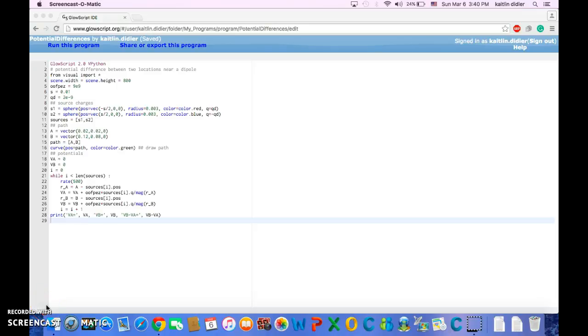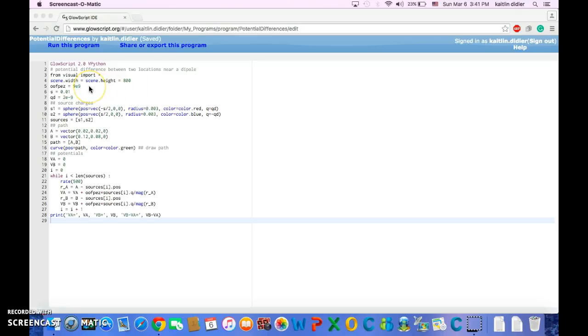My name is Caitlin Didier, and this is a numerical calculation to show the potential difference between two locations near a dipole, but they are not on the dipole axis. They're just near a dipole. So on the first line, I just define the area, the width and the height of where this is taking place.